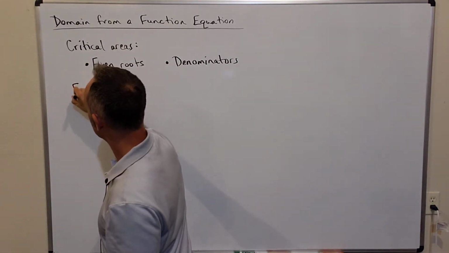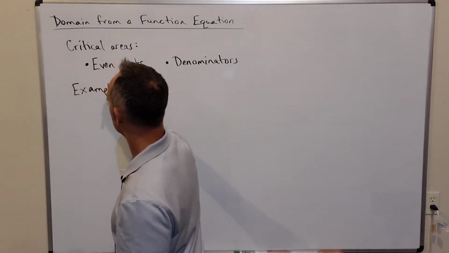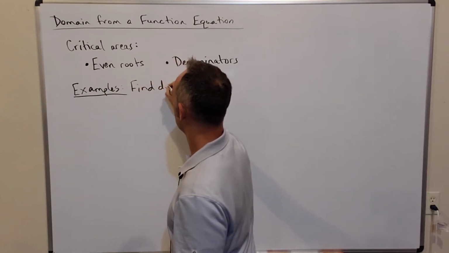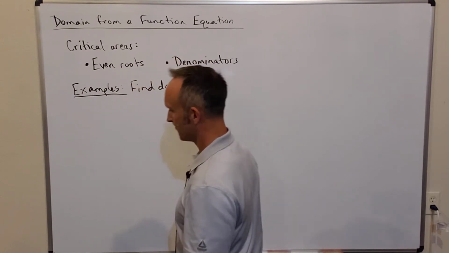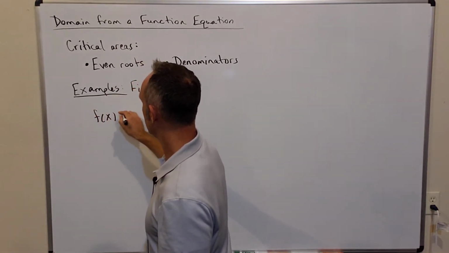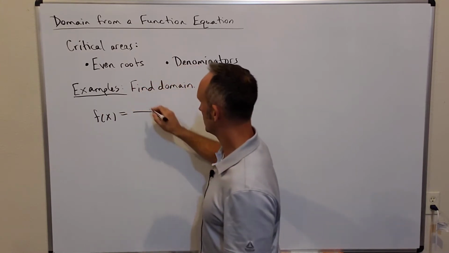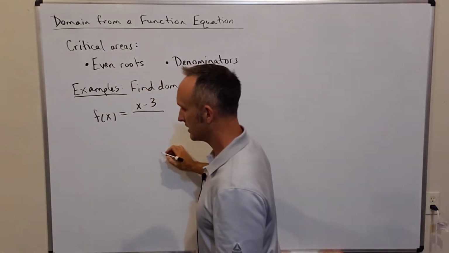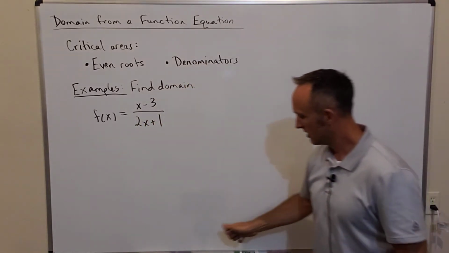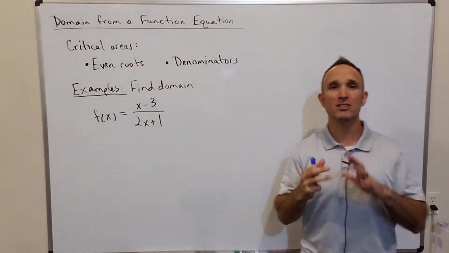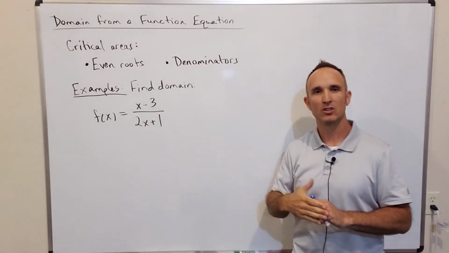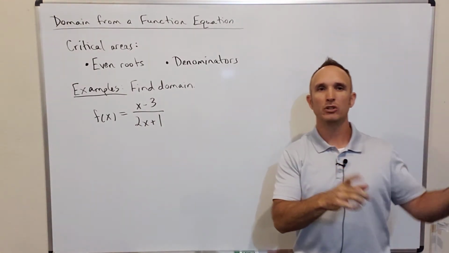Find the domain. And we're going to write our domains in interval notation, all right? Find domain. So example 1, or the first example, will be the function f of x equals the fraction, the rational function, x minus 3 over 2x plus 1. Okay, so that's the function we want to know the domain. We want to know what inputs will give real number outputs. What x values will let us have real number outputs?